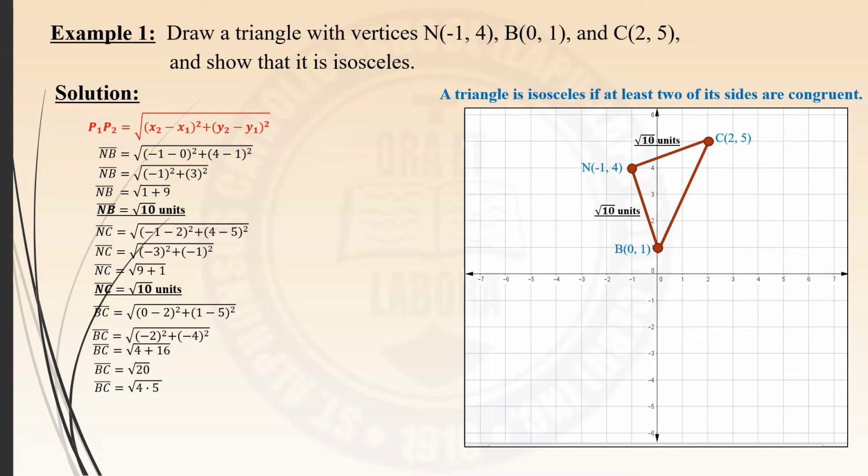So this time we are going to get the factors of square root of 20, which is square root of 4 and square root of 5. So get the answer, the square root of 4 is equal to 2, and copy square root of 5. So line segment BC is equal to 2 square root of 5 units, or the distance from point B to point C is equal to 2 square root of 5 units. Since two of its sides, line segment NB and line segment NC, are congruent, then triangle NBC is isosceles.